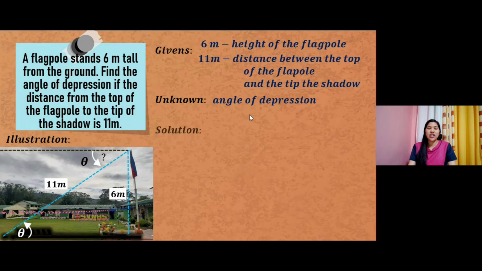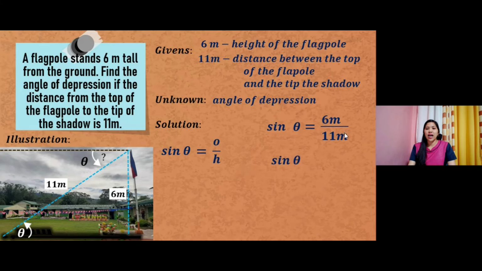So you have here your solution. Sine theta is equal to opposite over hypotenuse. Since we represent this with theta, you have sine of theta, and then we replace opposite and hypotenuse based on our given measurements. So opposite, that is 6 m, over hypotenuse, that is 11 m. Once again, we can cancel out m and m. So you have 6 over 11.